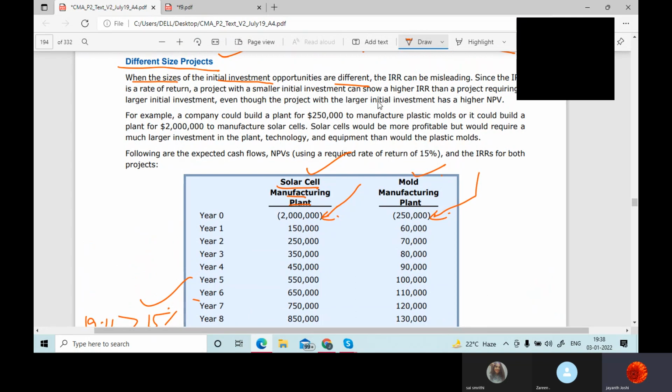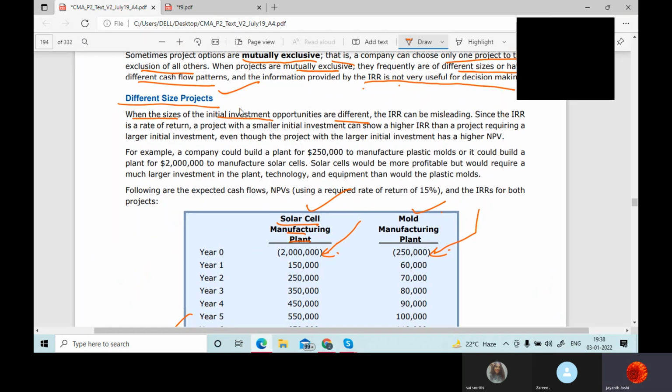For example, since the IRR is a rate of return, a project with a smaller initial investment can show a higher IRR than a project requiring a larger investment, even though the project with the larger investment has a higher NPV. Yeah, that is what we have seen here.